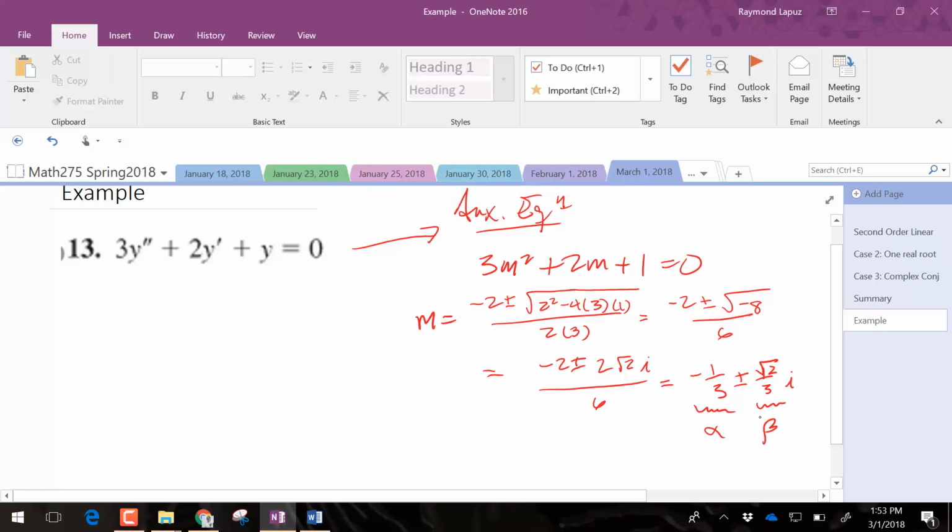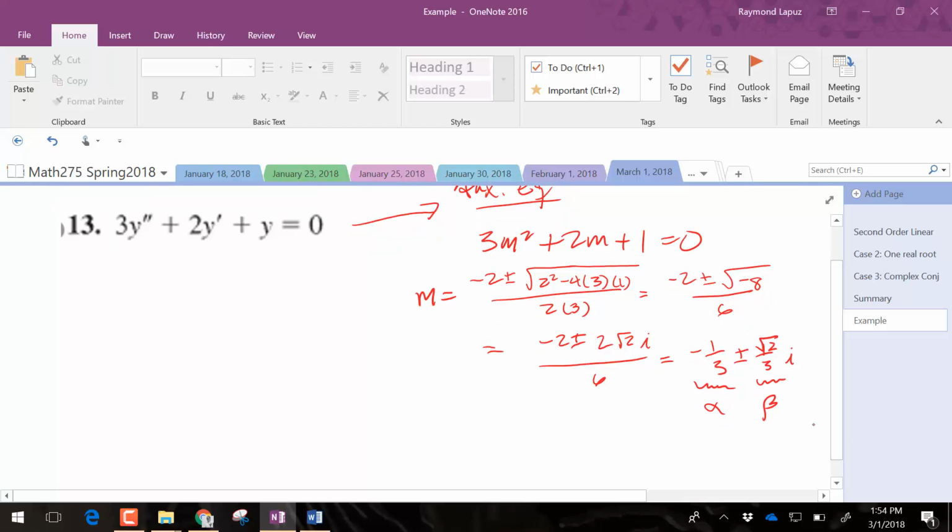And if you want to match this up with the formula in the previous page, we have the real part is equal to negative 1/3 and the imaginary part is equal to root 2 over 3. So the negative for the alpha is important. The plus or minus for the beta is not. So keep that in mind.